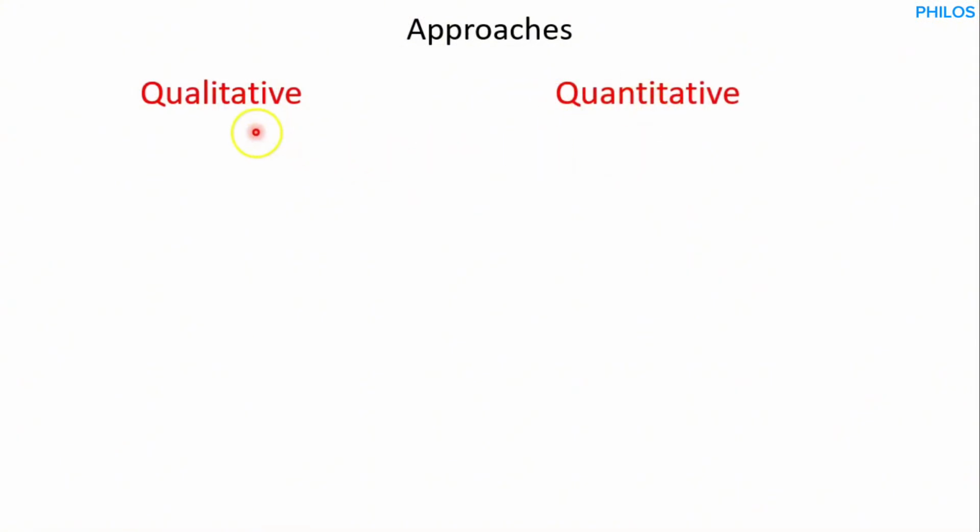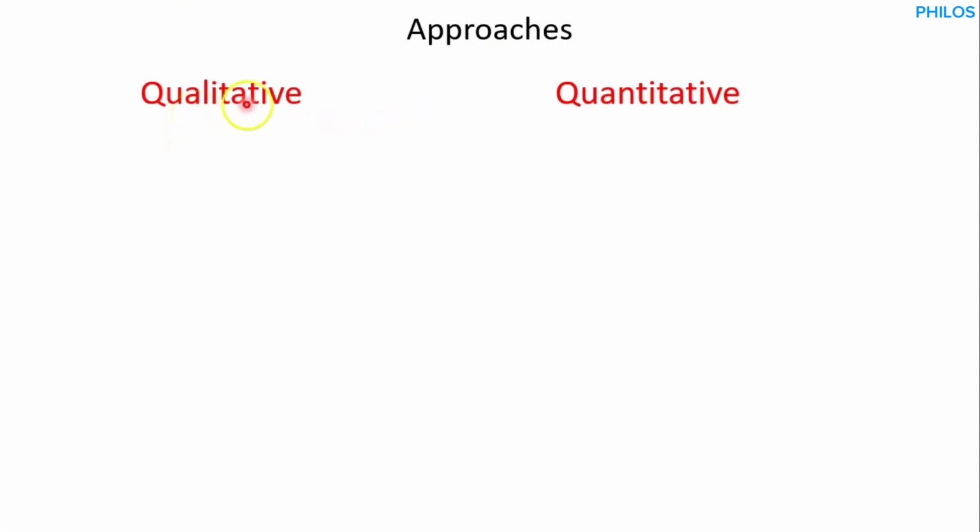It combines qualitative and quantitative. The qualitative and quantitative are known as mono method. Okay, mono. Okay, just one. But the mixed method approach, we can call it multi-method because it combines two different approaches together.